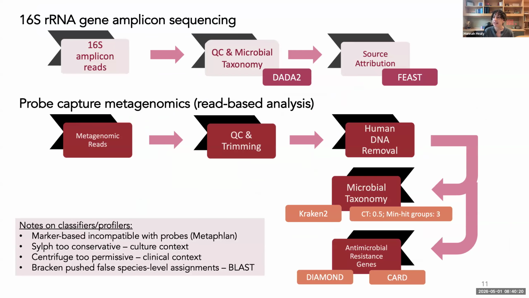And for our bioinformatic pipelines, for 16S, we use the DADA2 pipeline. For probe capture metagenomics, we had a read-based analysis pipeline where after QC, we used Kraken 2 with our chosen quality control thresholds. And then for ARGs, we used DIAMOND to align to the CARD database. Although this is a relatively simple pipeline, this was actually quite an iterative process where we had to think through which profilers or classifiers would be able to work with this type of probe capture enrichment sequencing where we aren't getting full genome coverage.